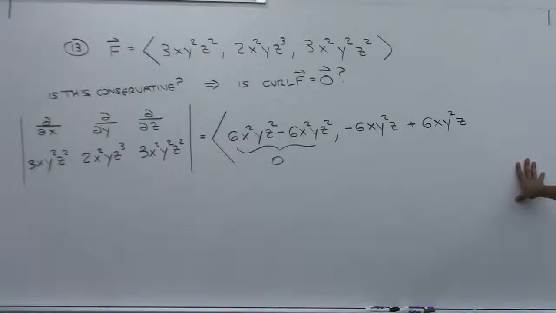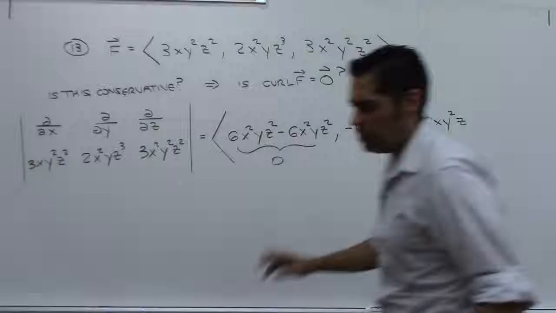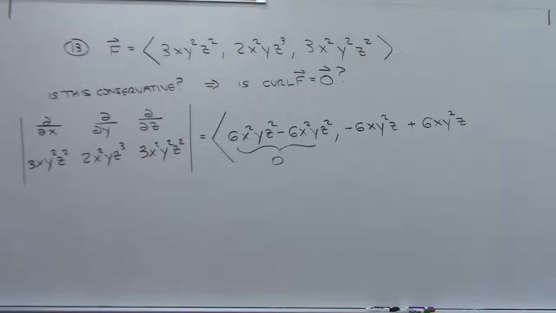Oh, you know what? Hold on. This is right. Did I write that down right? Let's see. Make sure I wrote this down right. Which one was this? 13. 3xy squared z squared. 2x squared yz cubed. 3x squared y squared z squared.